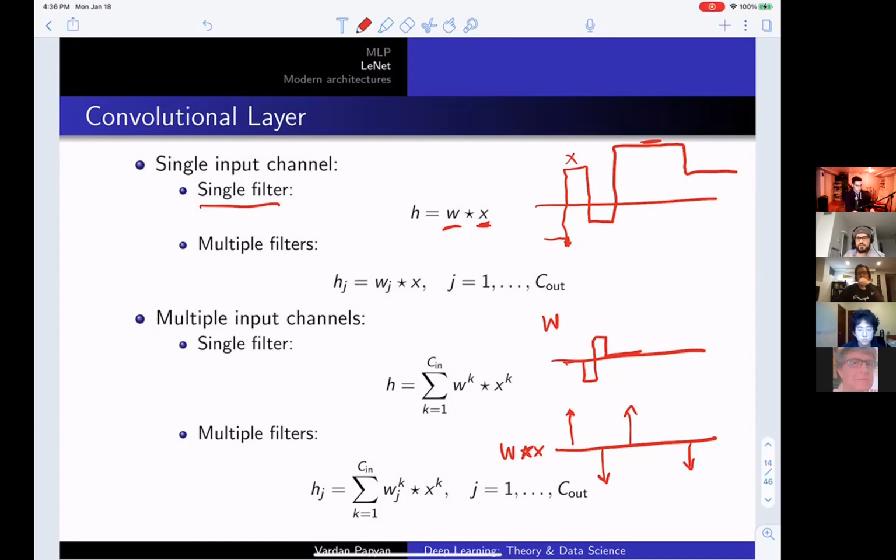Does anyone have any questions about the simple convolution? About the single filter, single input channel? Could you state the formula? Yes.